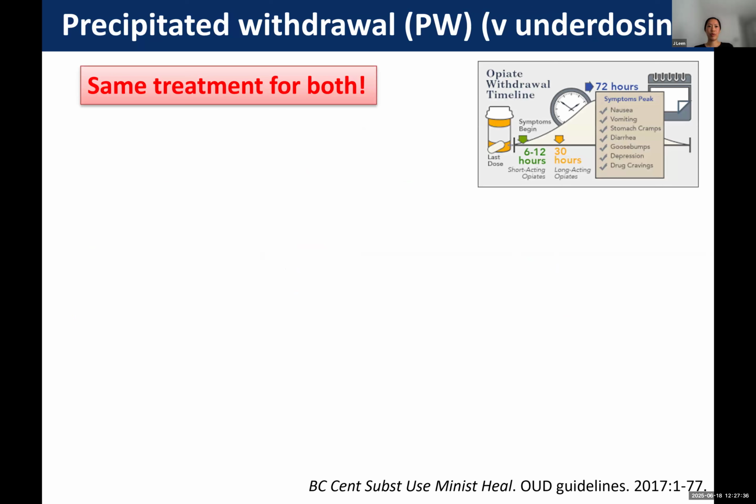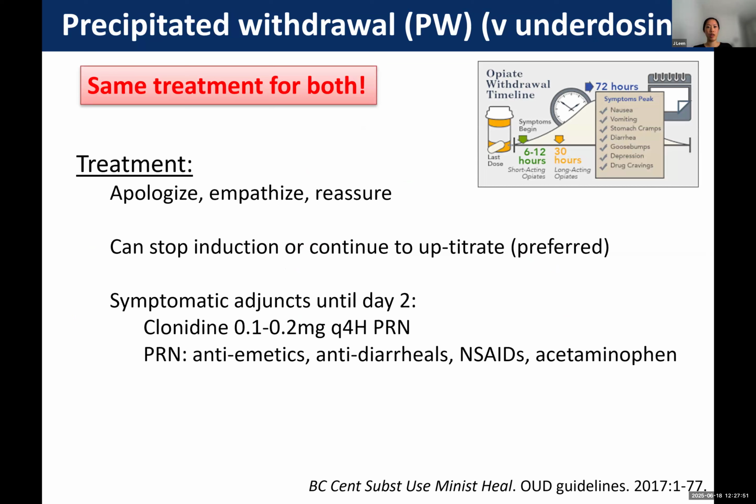It is possible for patients to, again, develop precipitated withdrawal. And the difference between underdosing versus precipitated withdrawal is very gray, but the treatment is the same for both. And you can either continue on with consent to titrate to a dose that alleviates their symptoms, or you can treat them with non-opioid adjuncts.